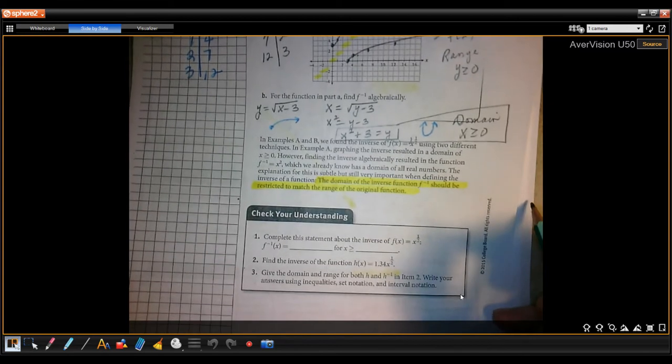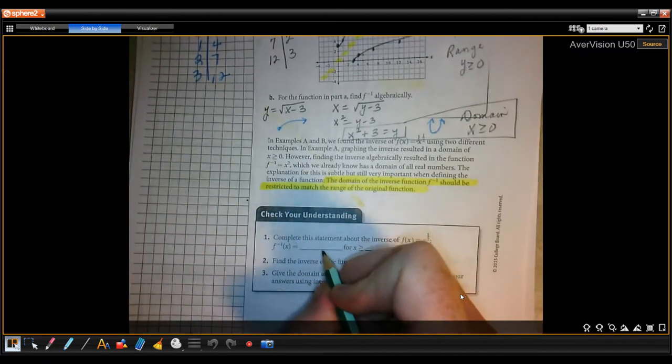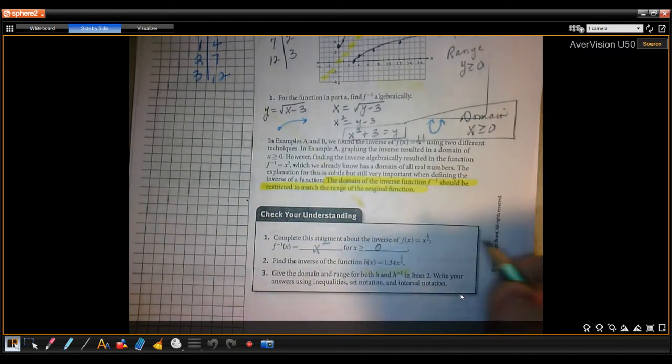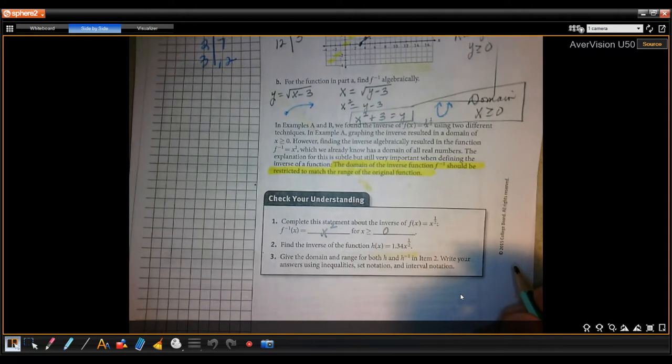Okay, let's keep moving. Complete this statement about the inverse. The inverse is what? Y equals x squared for x is greater than or equal to 0. All right, let's do another one.